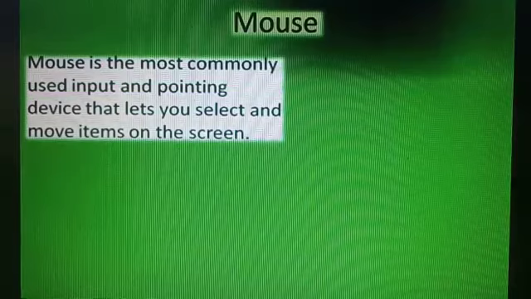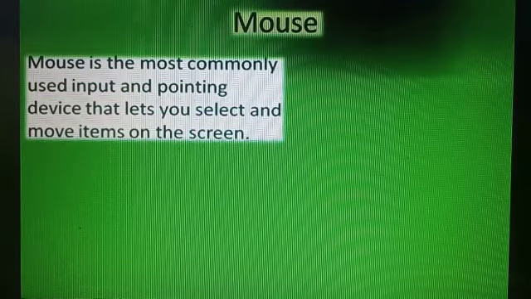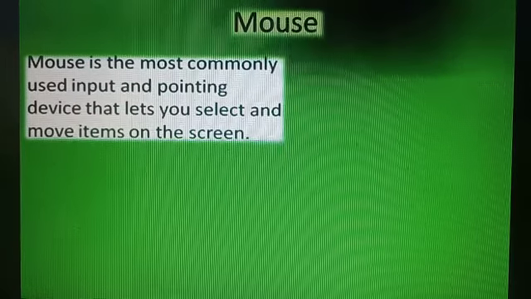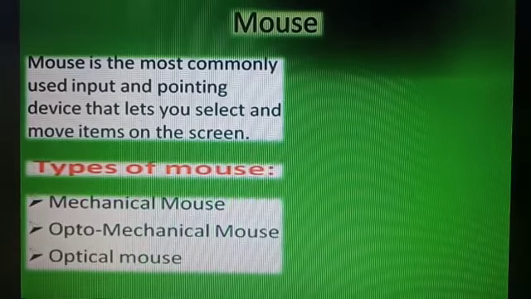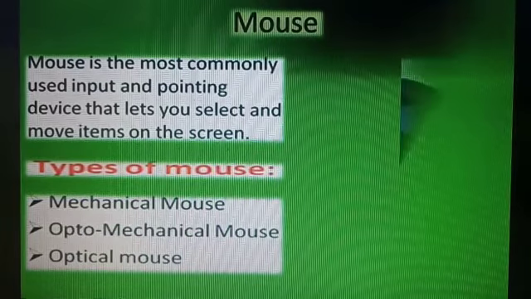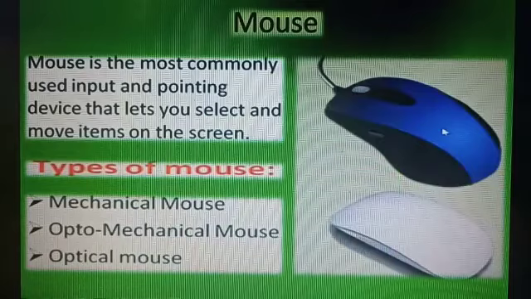Mouse. Mouse is the most commonly used input and pointing device that lets you select and move items on the screen. Types of mouse: mechanical mouse, optomechanical mouse and optical mouse. Three types are there.